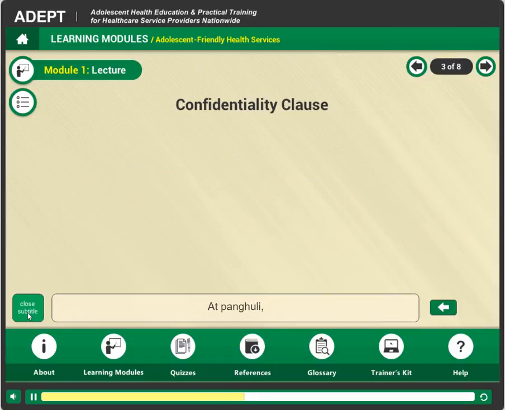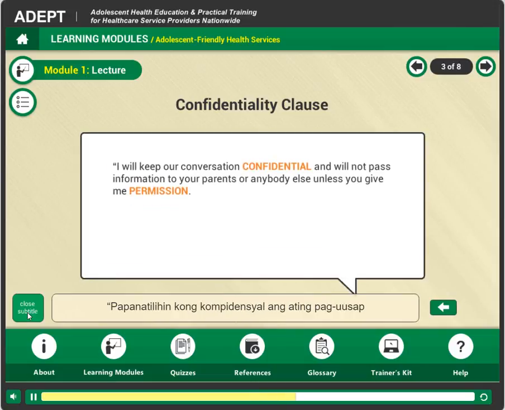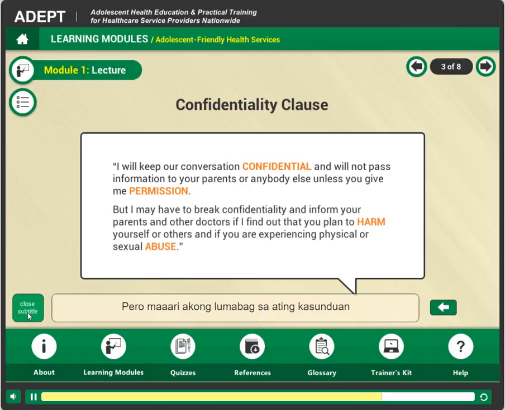Finally, always be ready with a form of words. Here is an example. I will keep our conversation confidential and will not pass information to your parents or anybody else unless you give me permission. But I may have to break confidentiality and inform your parents and other doctors if I find out that you plan to harm yourself or others, and if you are experiencing physical or sexual abuse.